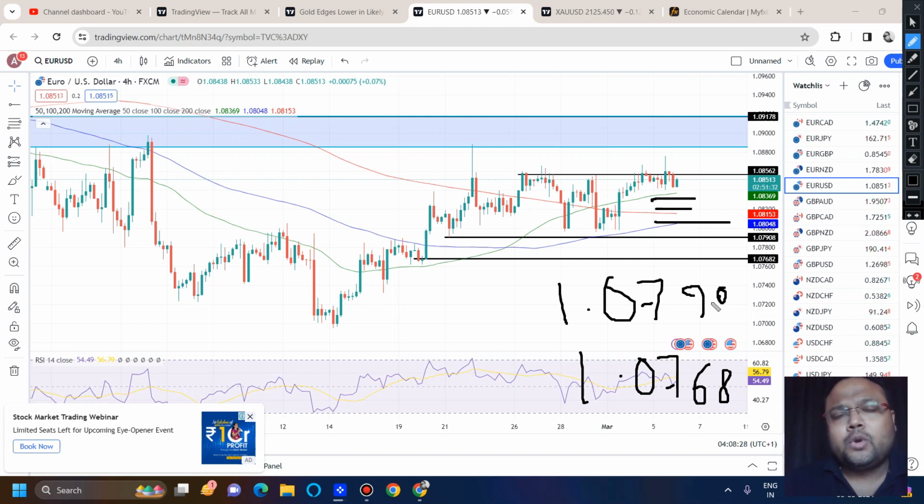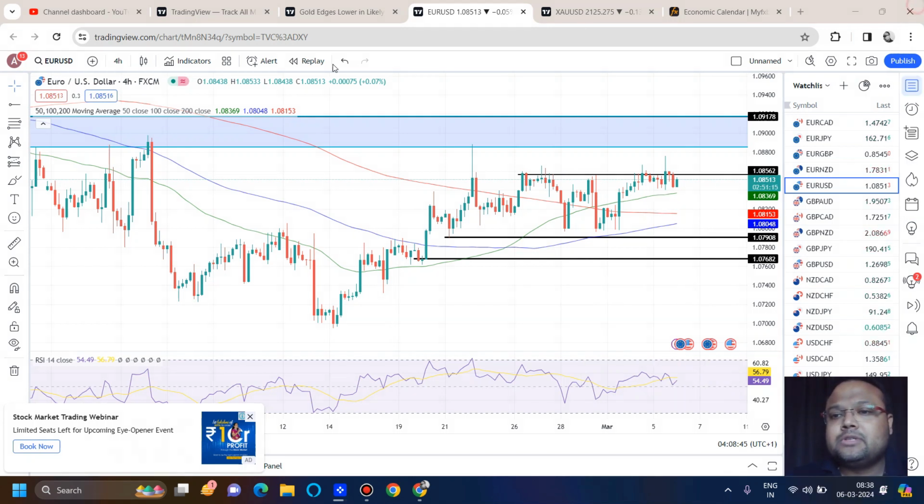You can switch to a lower time frame like hourly or 15 minutes to observe the market behavior. On the lower time frame, if you see the market is taking support, showing price rejection from below, you will get the confirmation that buyers are present and you can hit the buy button.